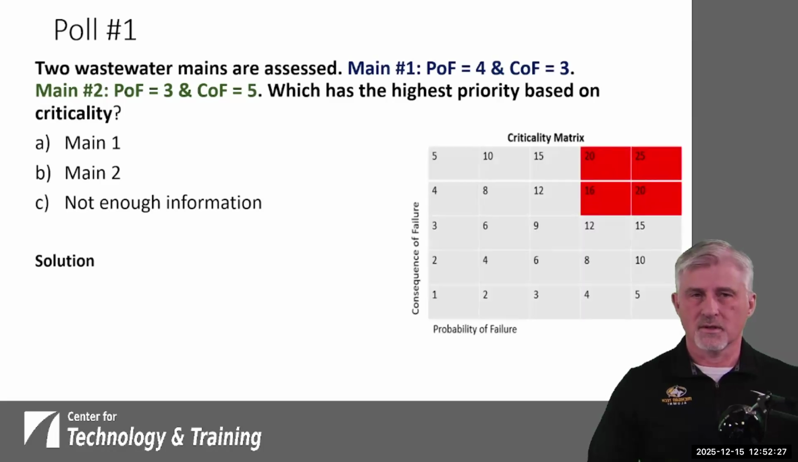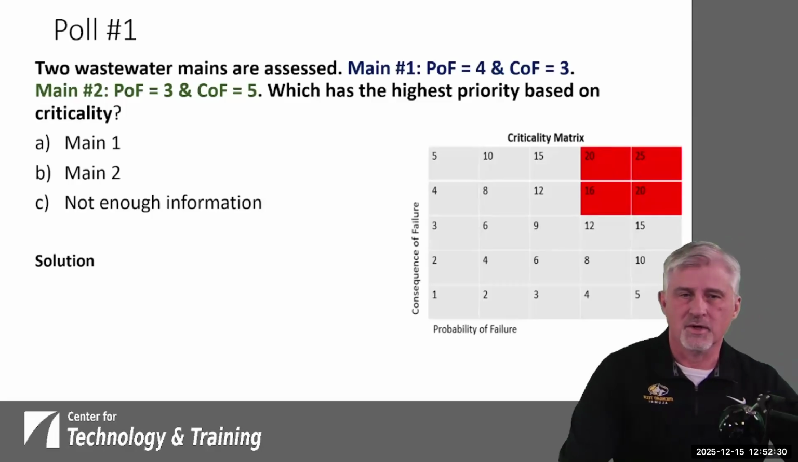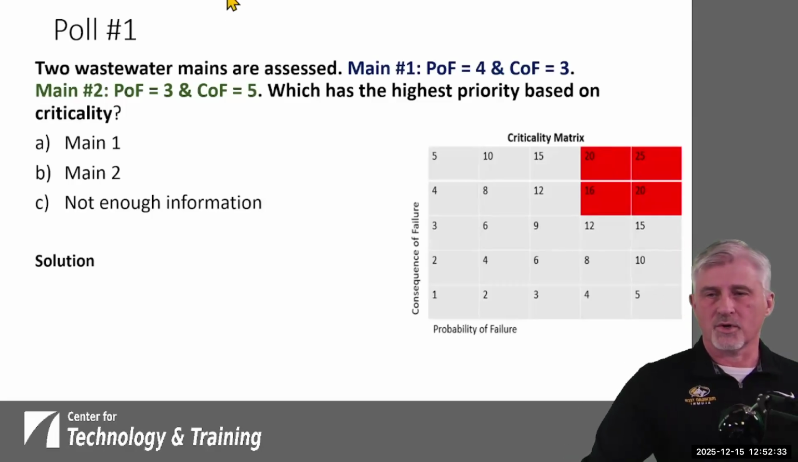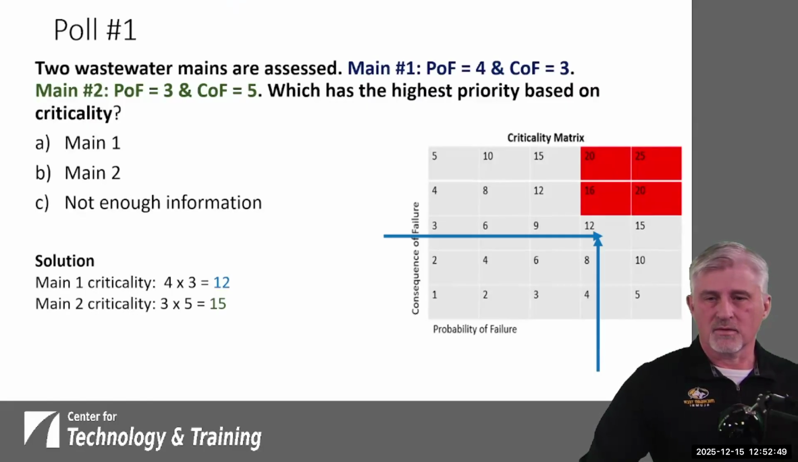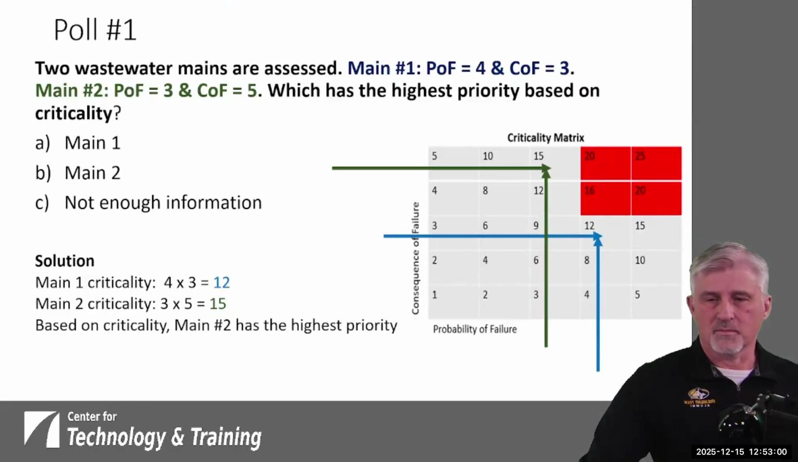All right, so our solution is we're going to use that criticality matrix, and we're going to put in our probability of failures, and then we're going to put in our consequence of failures. So in main 1, we've got 4 and 3. So if we take our 4 and our 3, that means we're going to have a 12 when that's said and done. And then we look at main 2, we've got 3 and we've got 5. So that gives us 15, which would tell us that based off those criticality scores, our highest priority is going to be main number 2.